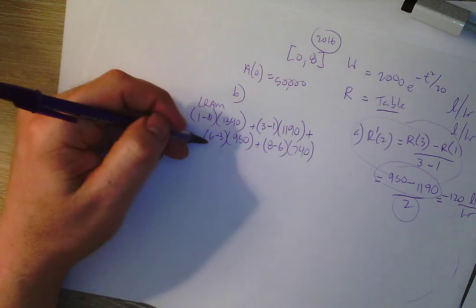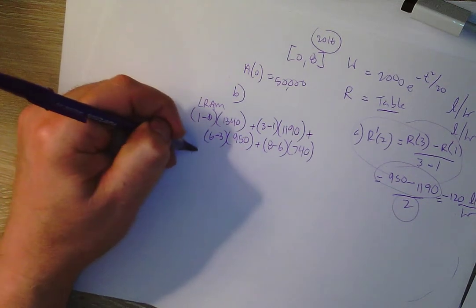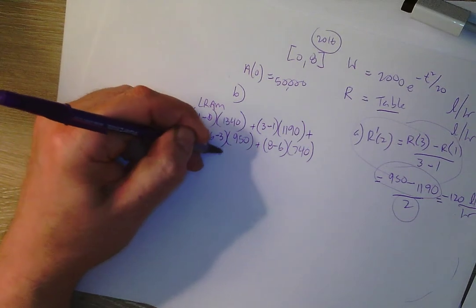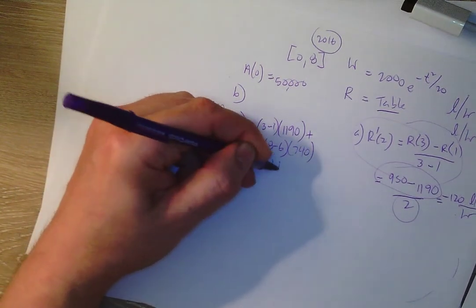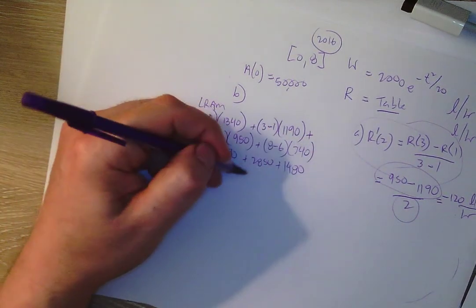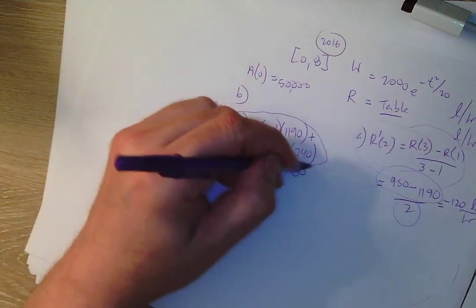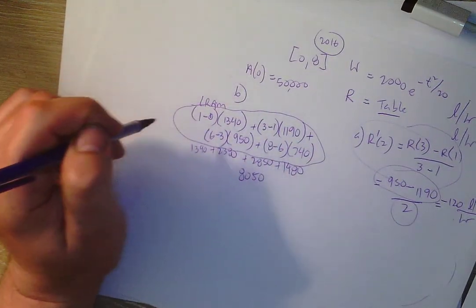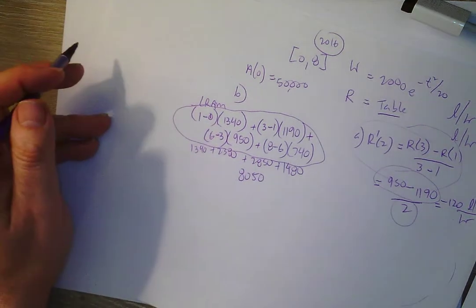I end up here with 1340 plus 2380 plus 2850 plus 1480, I believe, for a total of 8050. Yes, you could get away with this as your answer. Is this an underestimate or an overestimate?